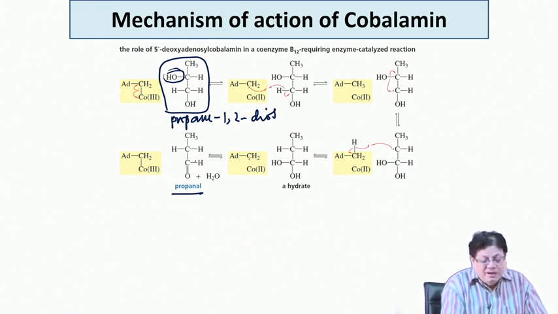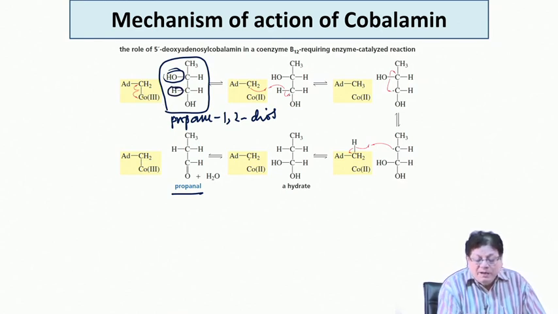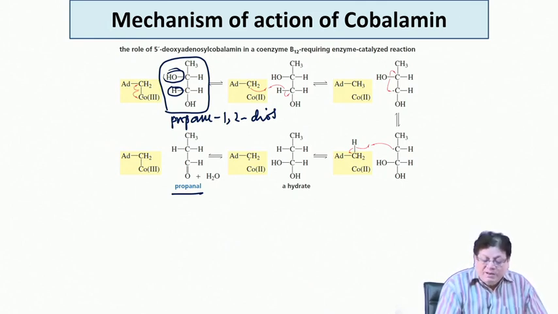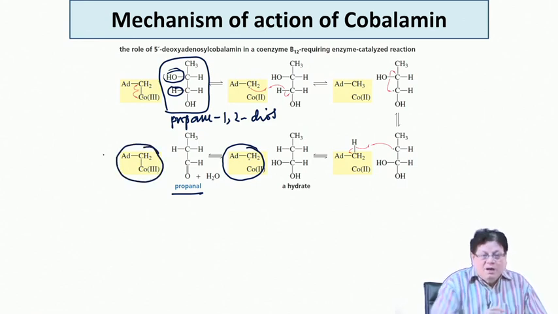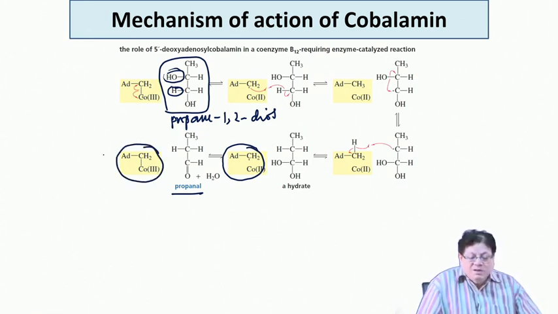Okay. So, basically what happens here, it abstracts the hydrogen from here, forming a radical at this position, then OH migrates from here to there, forming a radical here, and then this abstracts the hydrogen from the methyl of the adenosyl part, and then you can again form the coenzyme form of the vitamin B12 complex. So, this is a unique mechanism. Up till now we have not encountered any radical type of reaction.